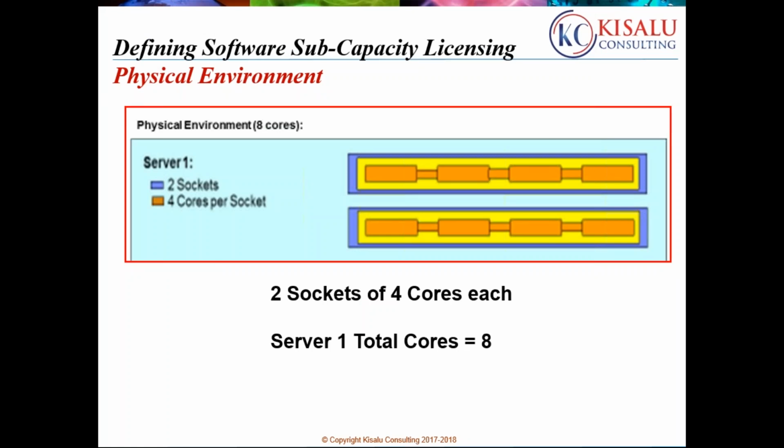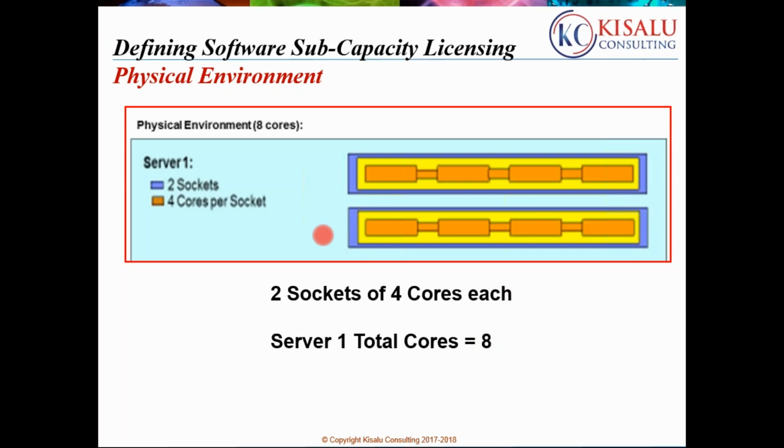In that sense, if we need to define how to view it, we should go back to understanding the physical environment. Here we have an example of a server which has two sockets, and each socket has 4 cores. So for the total server, we have 8 cores.